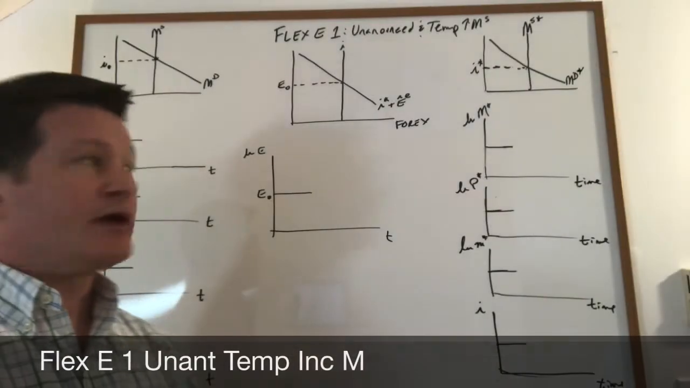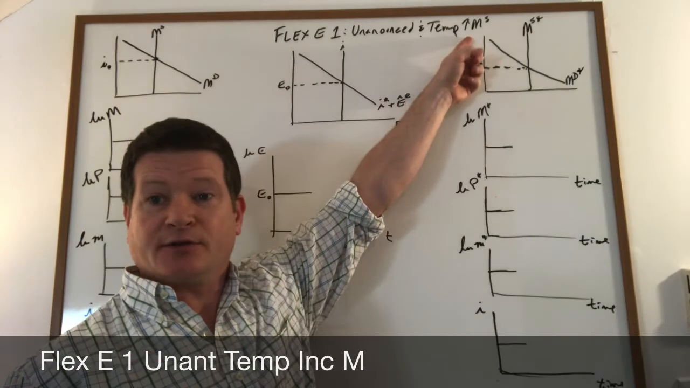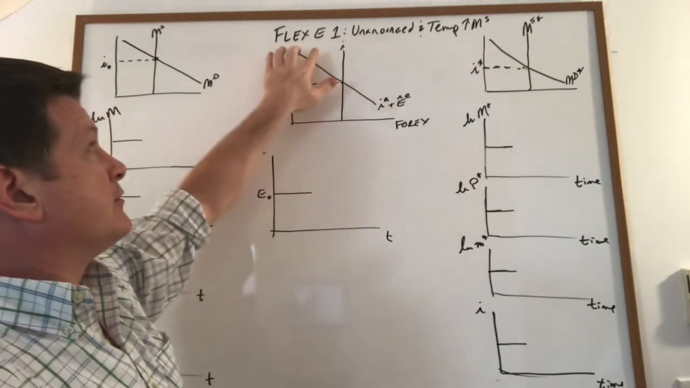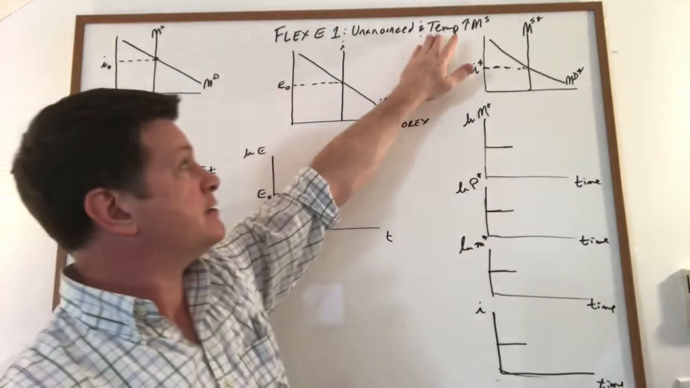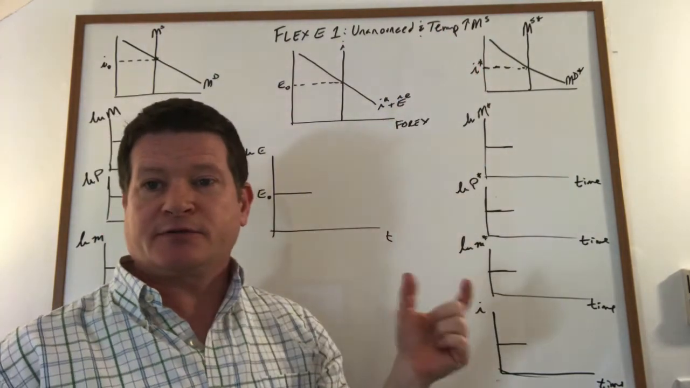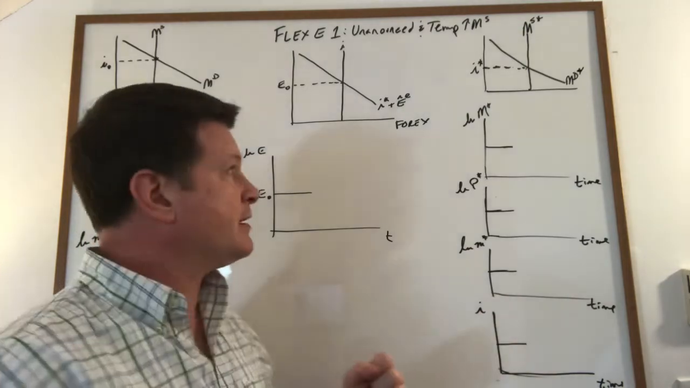In this example, we consider an unannounced temporary increase in the domestic money supply. That is the nominal stock of money under a flexible exchange rate regime. Now, temporary has a specific meaning in my class. We're going to assume it's so temporary that prices don't have enough time to adjust.